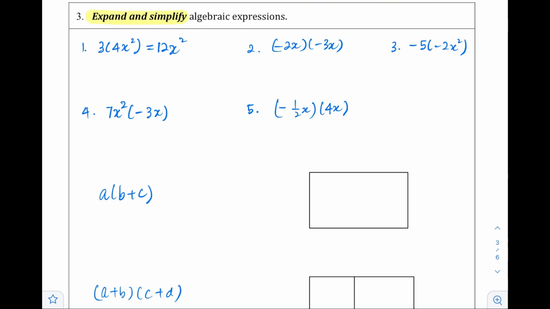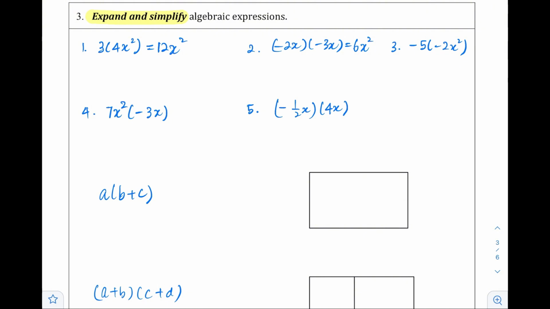Alright, how about negative 2x times negative 3x? So again, I look at the number, negative 2 times negative 3. Negative number times negative number will give me positive number. So 2 times 3 will give me 6. Then I look at the variable. I have x times x. That will give me x squared.